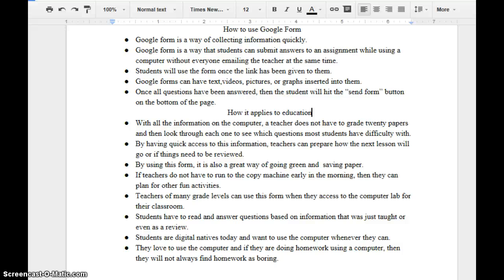Teachers of many grade levels could use this form when they access the computer lab for their classroom. So it doesn't just have to be homework or an assignment that has to be done at home. It can be something that can be done in the computer lab as part of a lesson. And also, another nice thing about this technology is that we are saving paper.